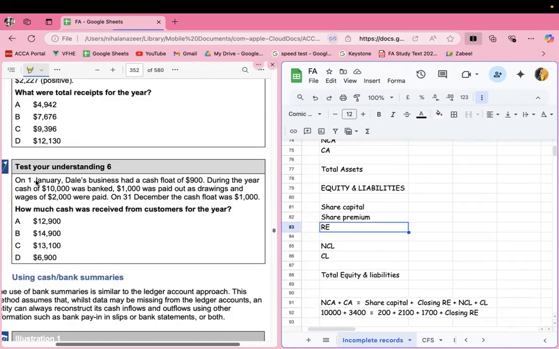Clear? So test your understanding. It would be your homework. They have given you cash flow. This is just some COI. Just remember it as a cash account.